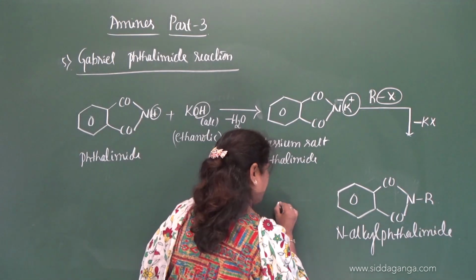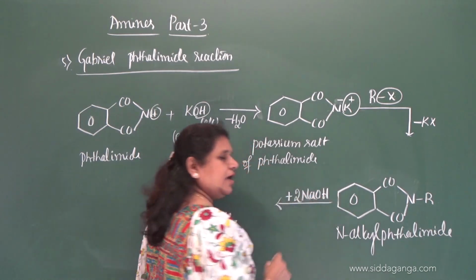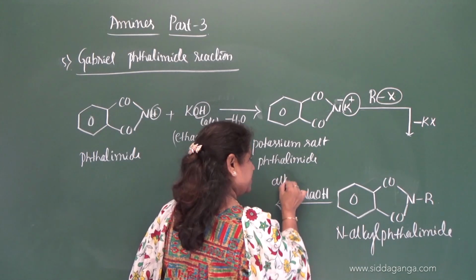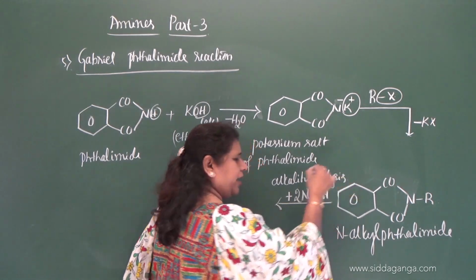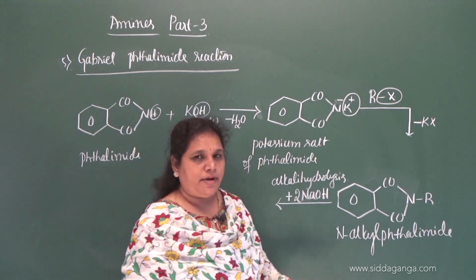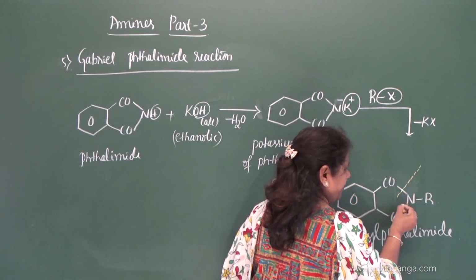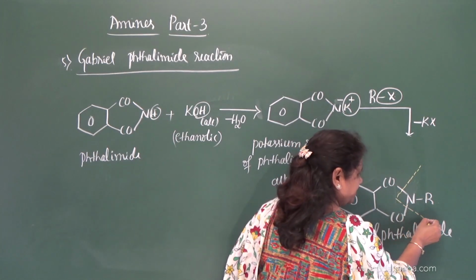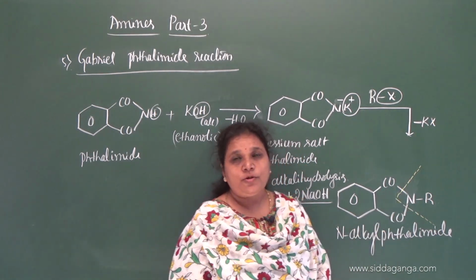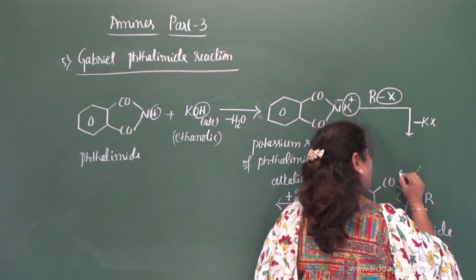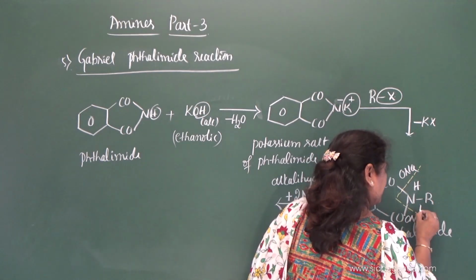So 2 moles of sodium hydroxide you need to take, and N-alkyl phthalimide undergoes alkali hydrolysis. This bond undergoes cleavage, and this bond also undergoes cleavage. See here, the CON bond and the CON bond. Both bonds undergo cleavage, giving ONa here and H here, and ONa here and H here.